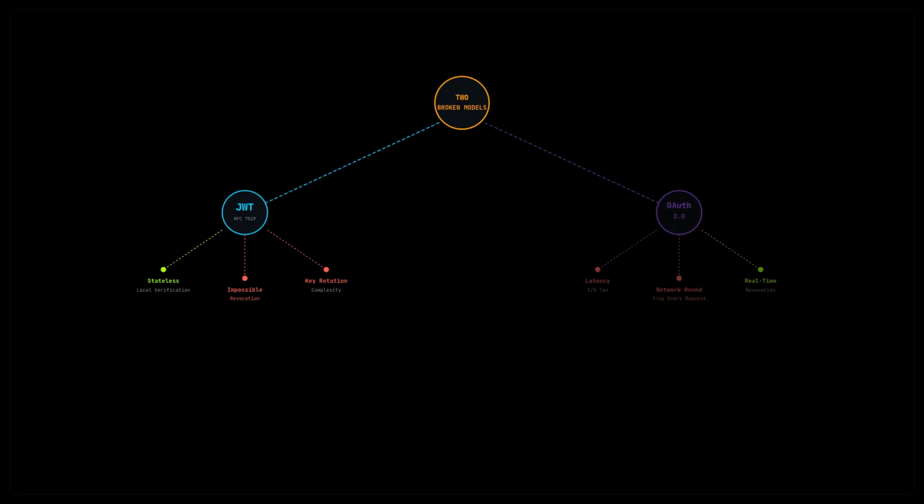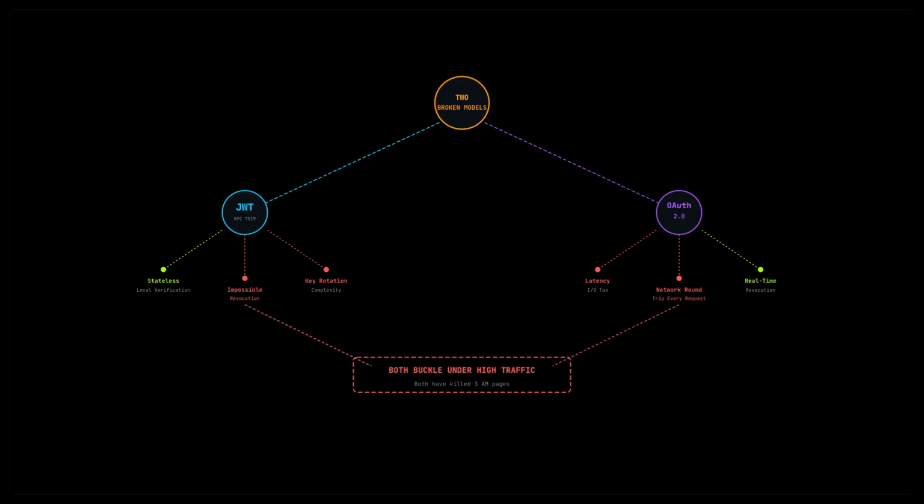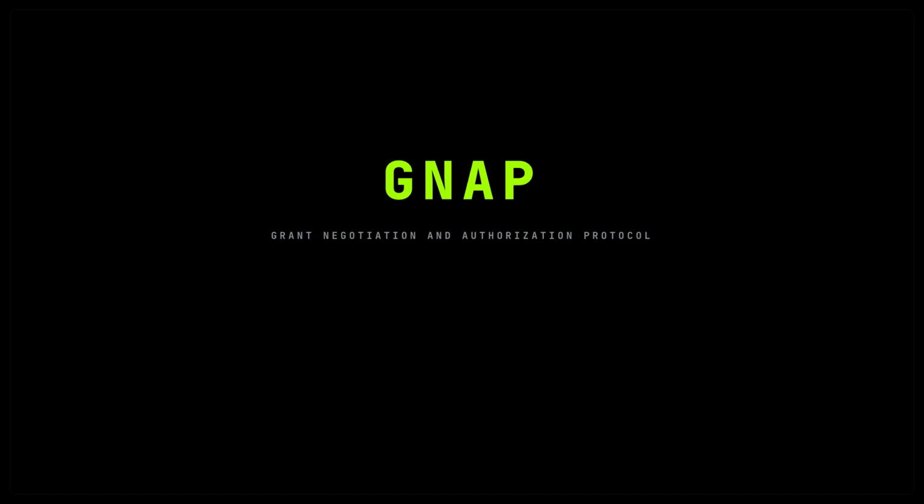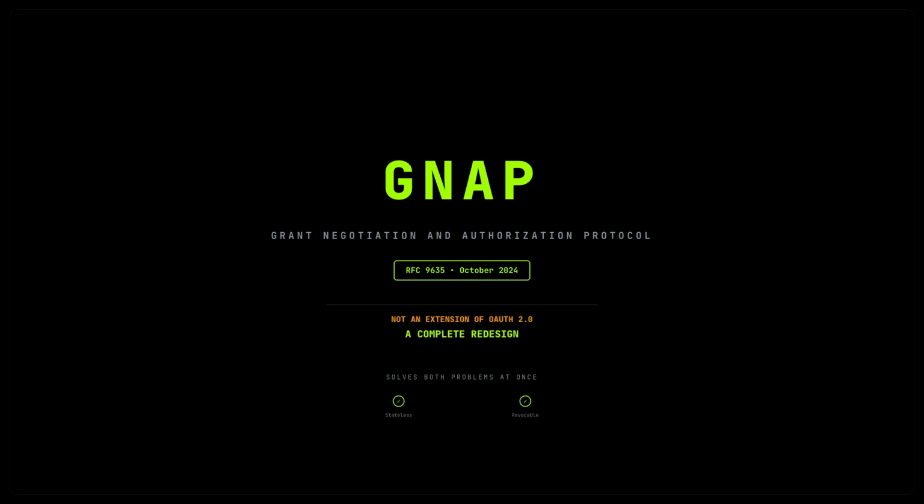So we have two broken models. JWT gives you stateless verification but impossible revocation and key rotation complexity. OAuth 2 gives you real-time revocation but a network round trip on every single request. Both buckle under high traffic. Both have killed 3 AM pages. This is where the grant negotiation and authorization protocol enters. Ratified as RFC 9635 in October 2024. The grant negotiation and authorization protocol is not an extension of OAuth 2. It is a complete redesign, and it solves both problems at once.